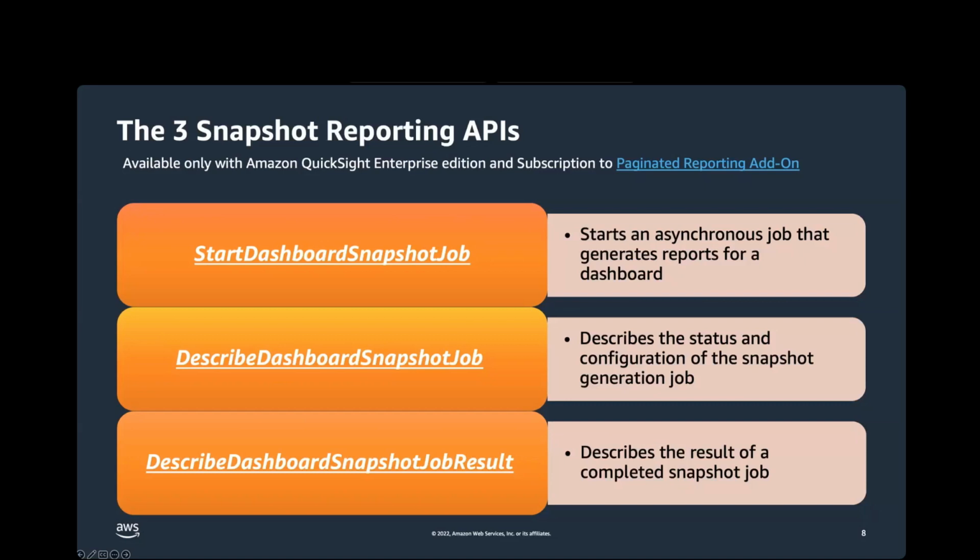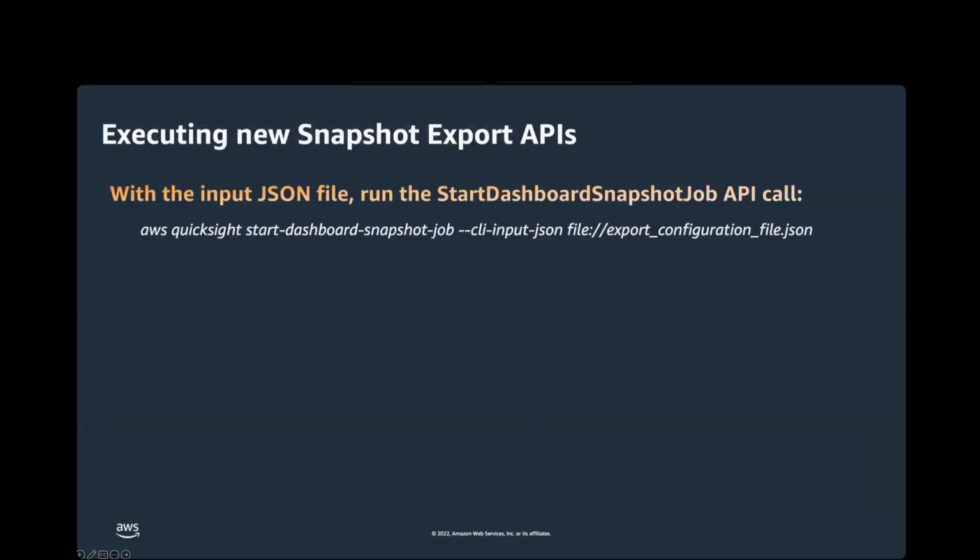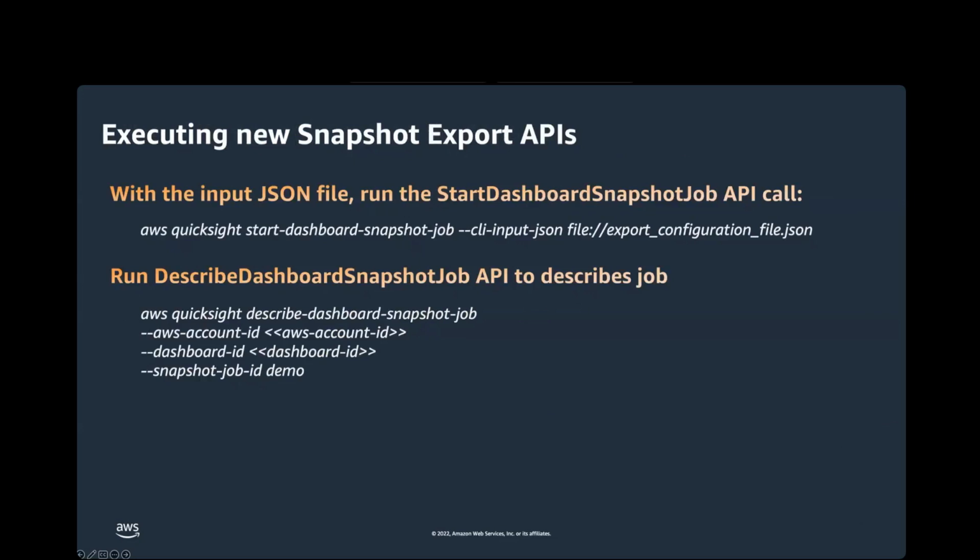Next, let's talk briefly about the syntax required by each one of these 3 dashboard snapshot APIs. You will see how these calls work in just a few minutes, but for the sake of simplicity and convenience, I'm going to list the syntax right here for all of you to see. The first one is pretty simple. It's AWS QuickSight Start Dashboard Snapshot Job, and then you have to indicate, as you will see in a minute, a file that contains all the export settings.